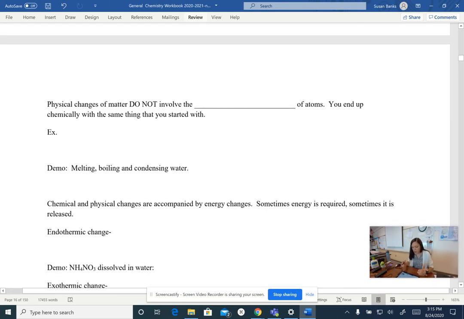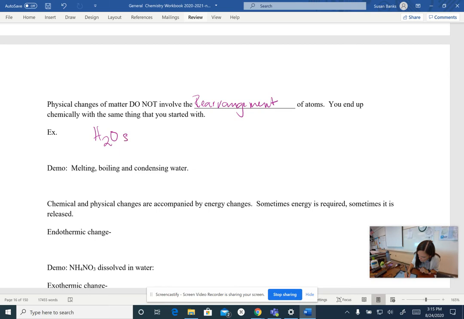Physical changes of matter do not involve the rearrangement of atoms. That means you end up chemically with the same thing you started with. For example, if I melt ice, ice is really just water in the solid state, so I'm going to put an S here for solid. If I melt it, I just end up with water in the liquid state. It's still H2O, but what has changed is the state or phase, solid to liquid. Melting, boiling, condensing, all of those are just changes of state. I'm changing things physically, but I'm not changing things chemically.